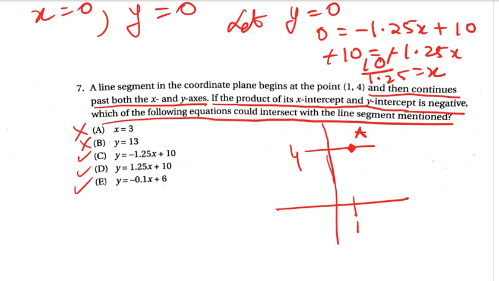So x is coming positive, so this is not possible. This is gone away. It has to come negative because the product is coming negative, the intercepts product.